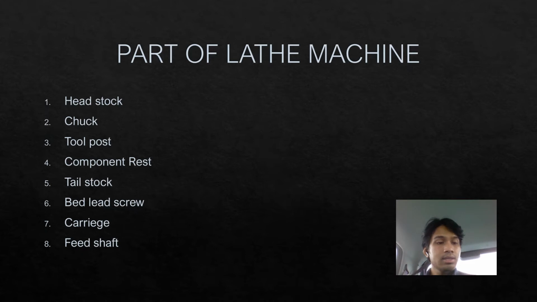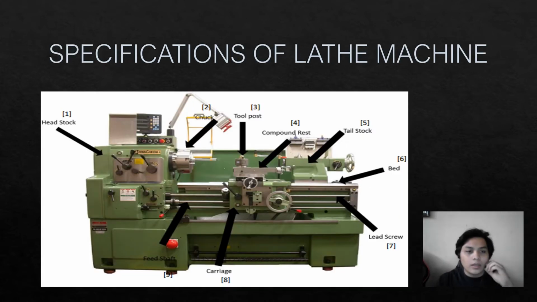The next is the lead screw. The lead screw is used mostly when the threading operation is to be performed on a lathe. The next part is the carriage. During operation, the carriage's primary duty is to support, guide, and feed the tool against the work. Lastly is the feed shaft, used mostly when the threading operation is to be performed on a lathe. That's it from me, and I will pass to my friend Muhammad Amirul Haziq bin Mazuri.